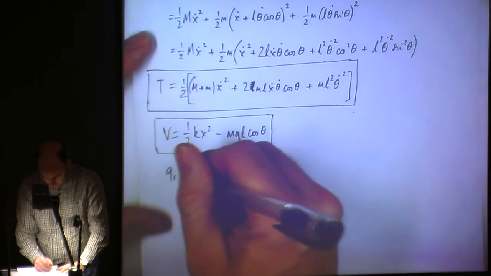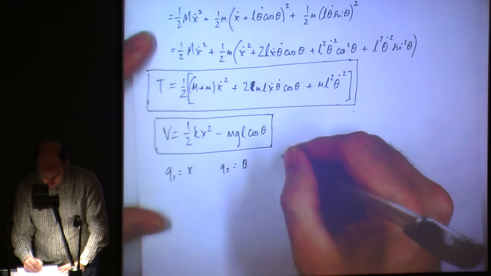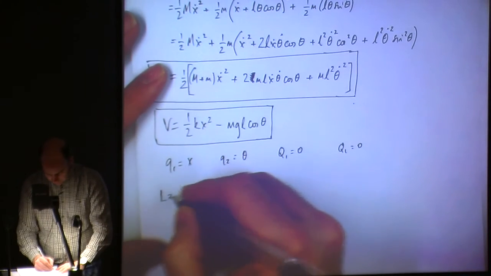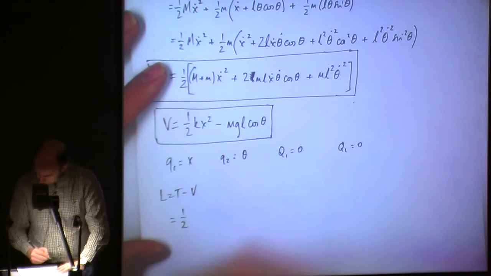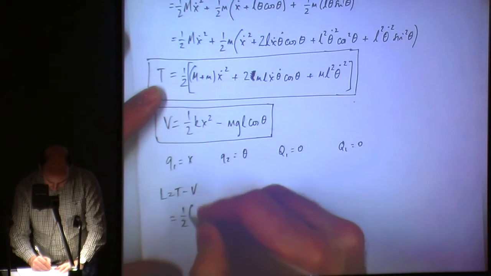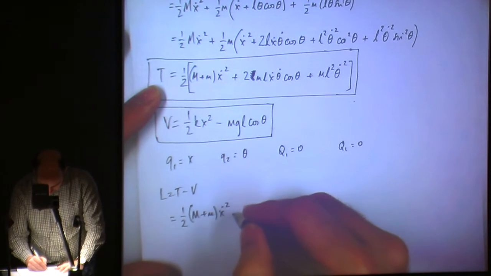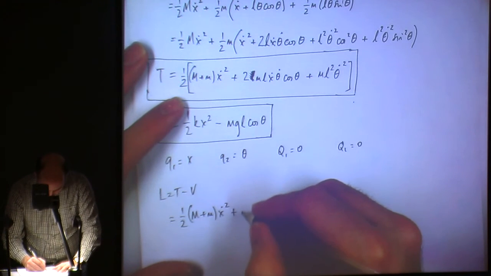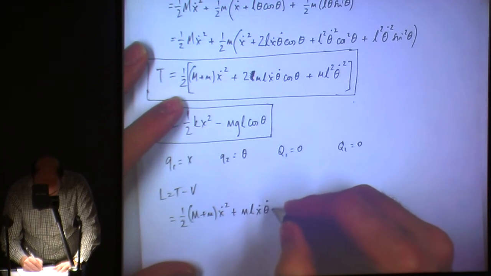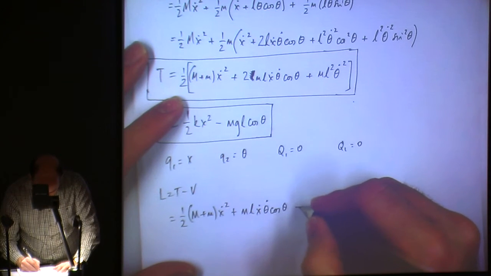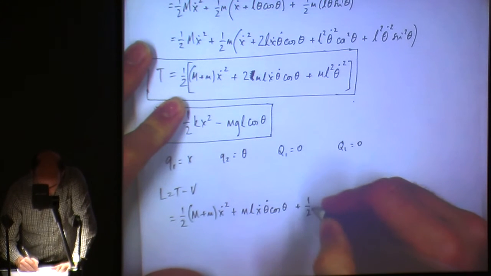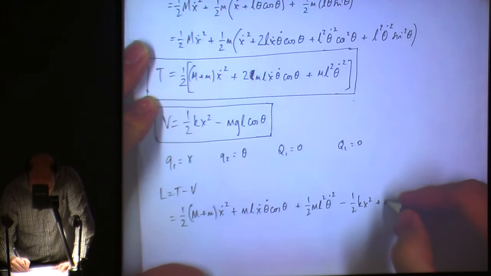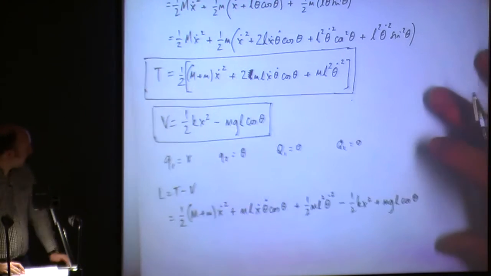So if I set q1 to be x, q2 to be theta, and big Q1 is 0, big Q2 is 0, there's no forces being applied, L is T minus V. So we have 1/2... Okay, so there's my L term.